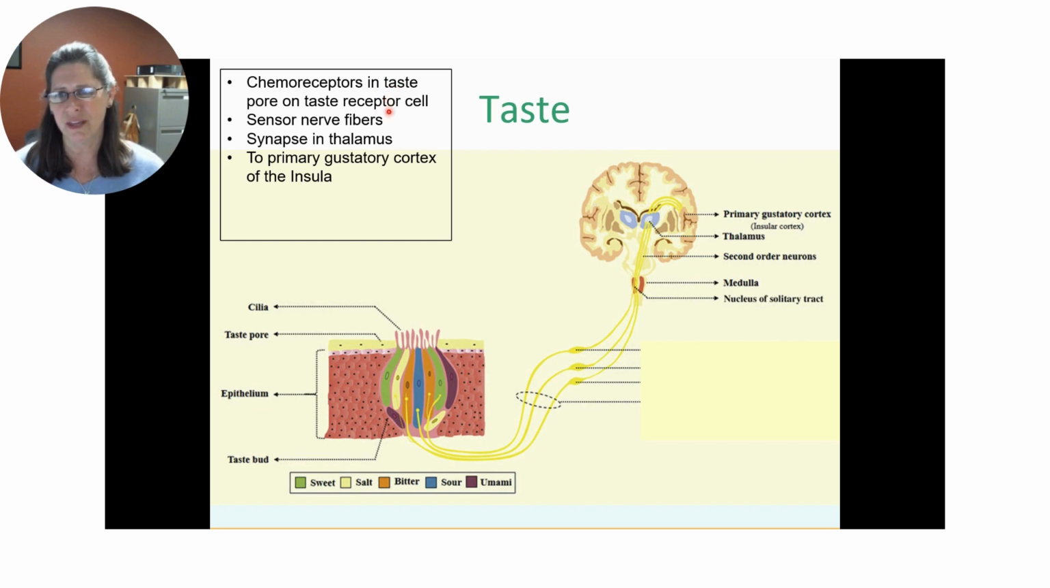So here's the list. Chemoreceptors in the taste pore and on the taste receptor cell get stimulated. It sends that sensory information to the nerve fibers. Looks like I dropped a Y there, I'll change that. Those nerve fibers are sensory nerve fibers, afferent nerve fibers, right? They synapse in the thalamus to the primary gustatory cortex of the insula.